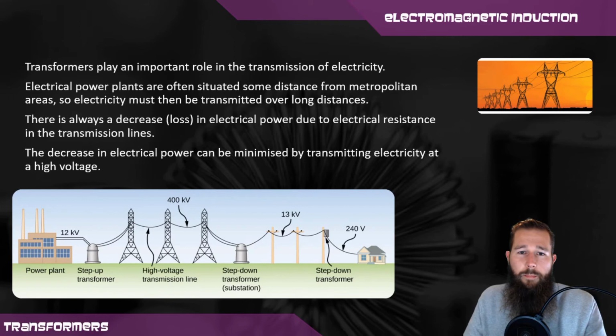So transformers are important in the transmission of electricity, and you can see in the diagram at the bottom, when electricity is produced in a large power plant, it can be of a high voltage. However, for efficiency, it is better to transmit electricity at a very high voltage over long distances. When it reaches our house, however, those high voltages are dangerous, so they step down to a usable voltage.